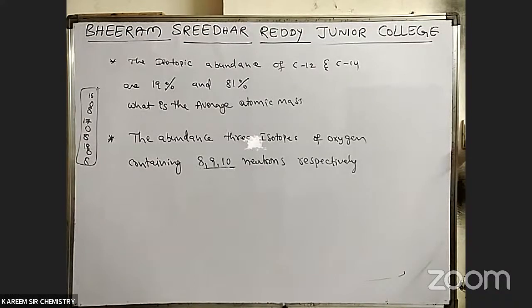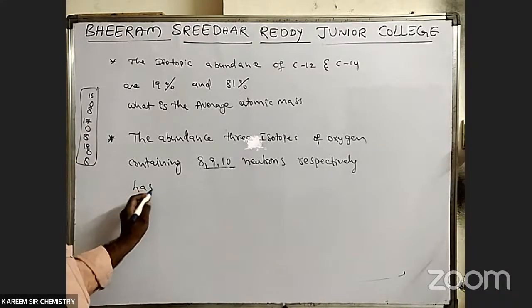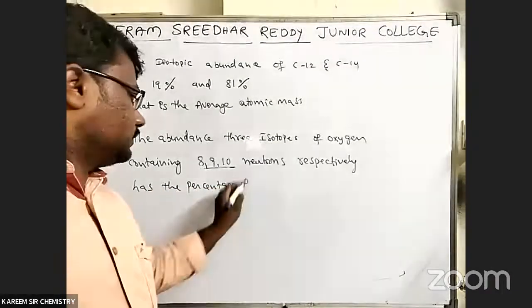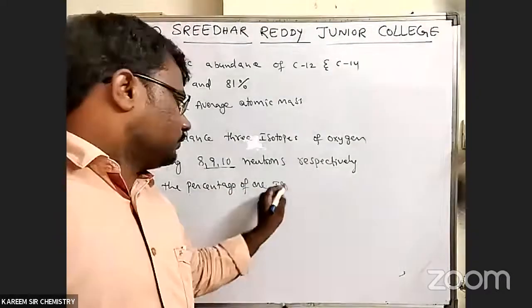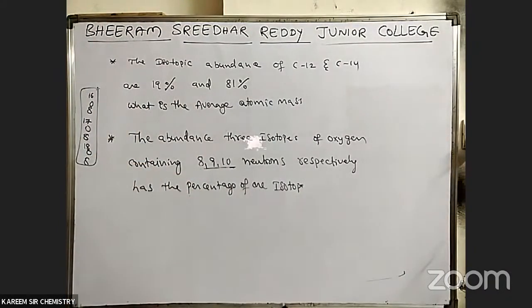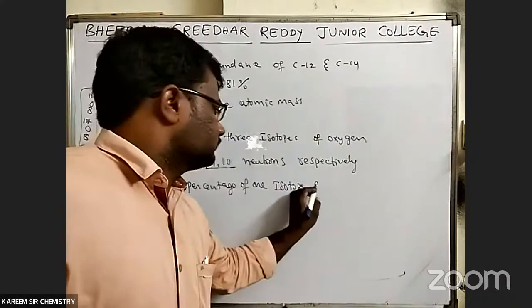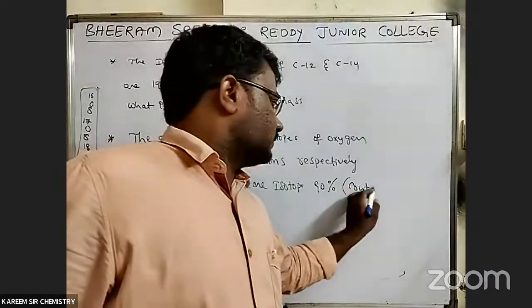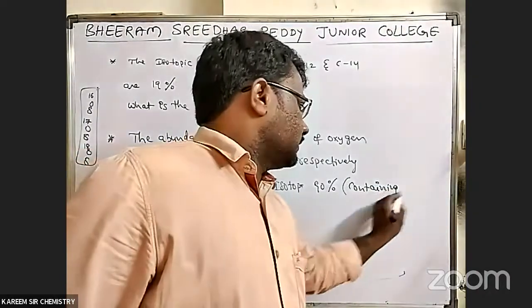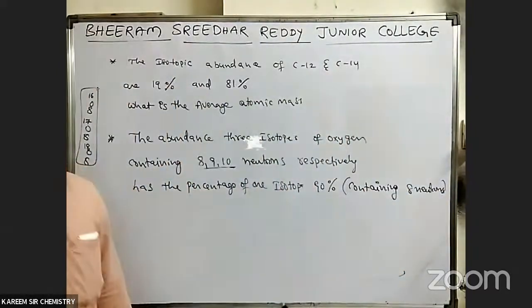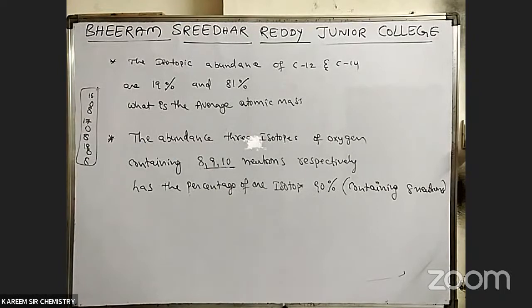Now, 8, 9, 10 neutrons respectively. One isotope has a percentage of 90%. Which one is 90%? The one containing 8 neutrons.